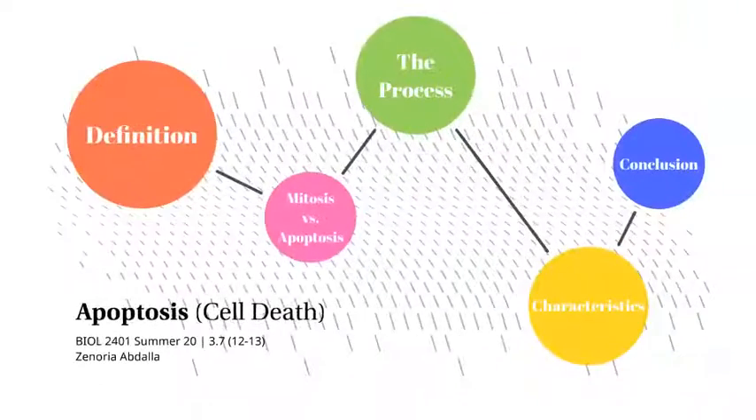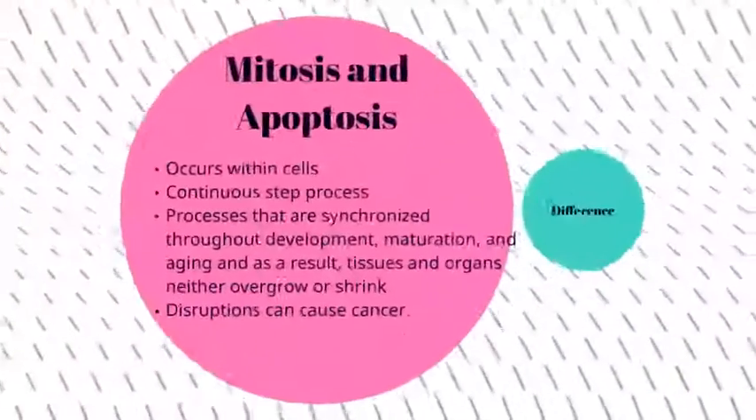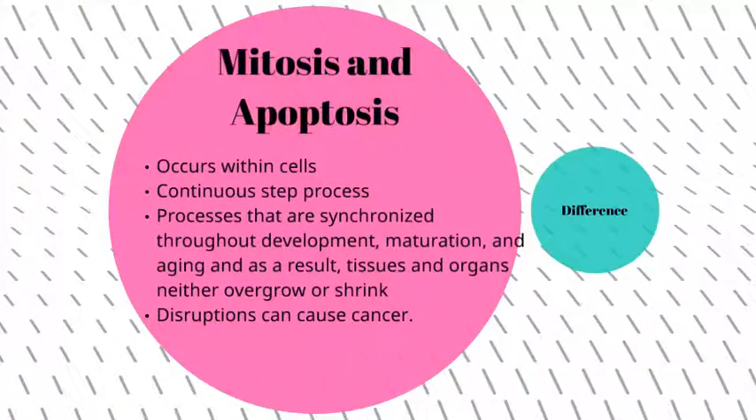So let's move forward. Mitosis versus apoptosis. Some of the similarities are that it occurs within the cells. There are continuous step processes. They're processes that are synchronized throughout development, maturation, and aging. So this is going to go on throughout your entire life cycle. And as a result of this, tissues and organs neither overgrow nor shrink. And so any disruptions to mitosis and apoptosis can cause cancer.